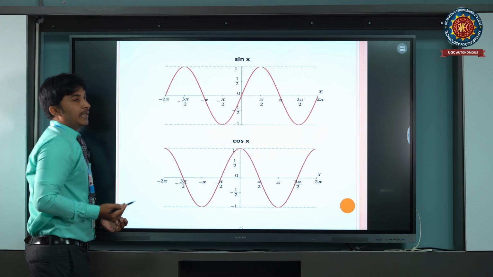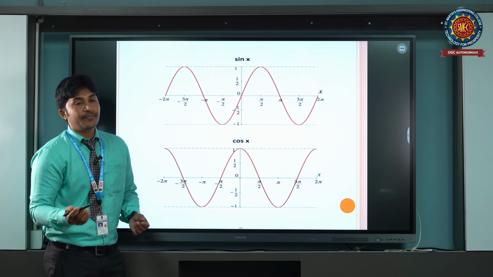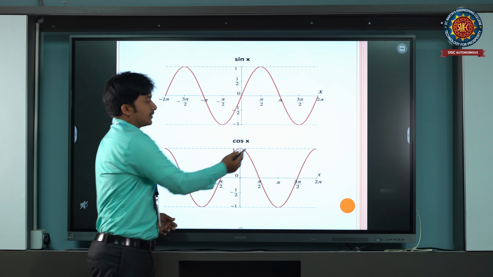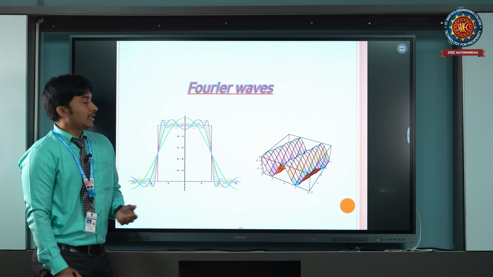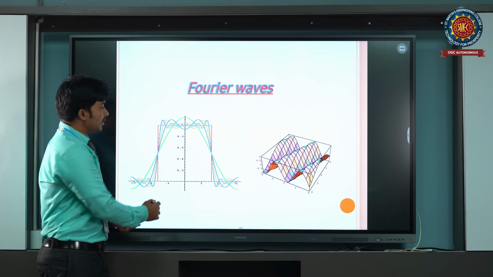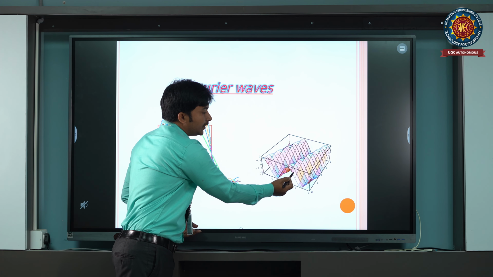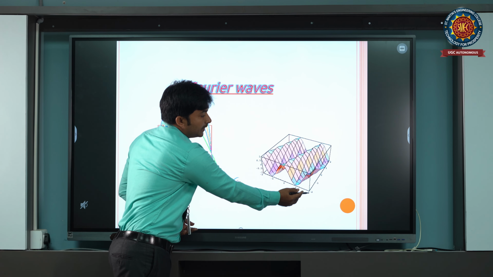These are the main trigonometric functions in the Fourier series: the sine series and the cosine series. These are the Fourier waves. These waves are the sum of the sine series and the cosine series. This is the square wave, and this is the 3D view. The waves are passing through the limits 0 to 2 pi.